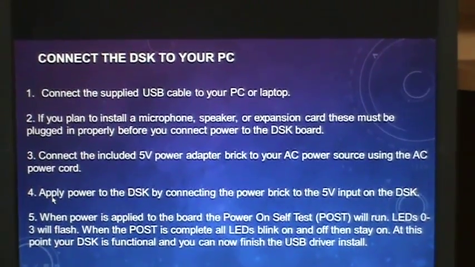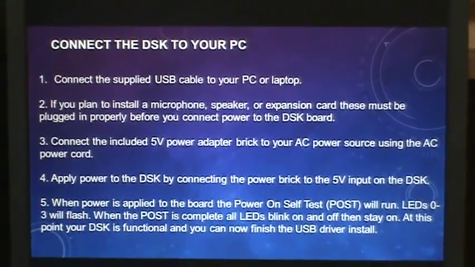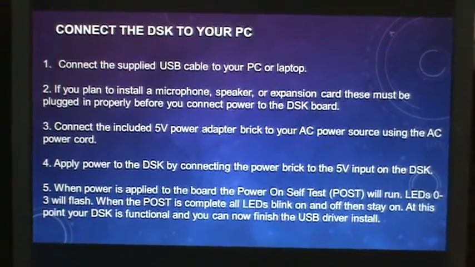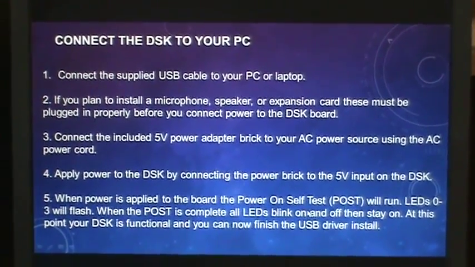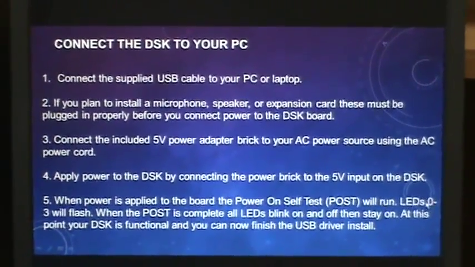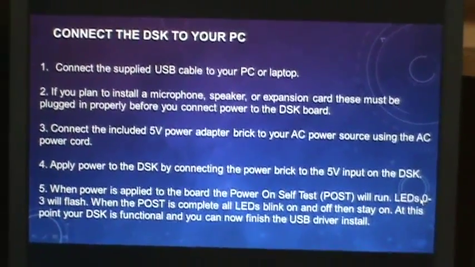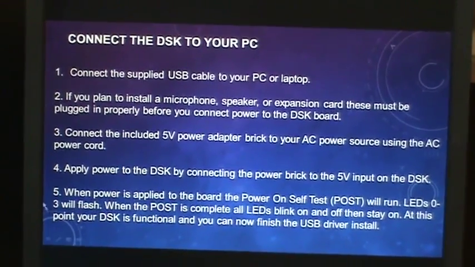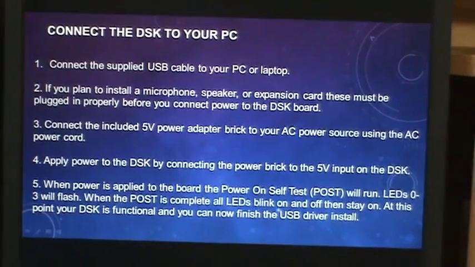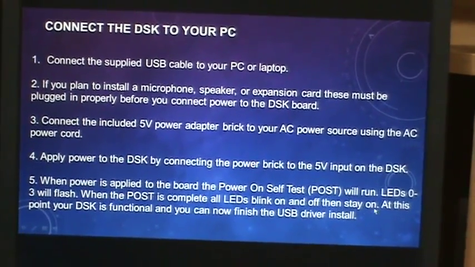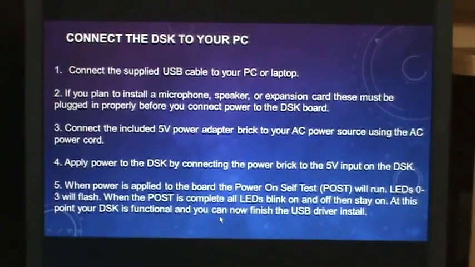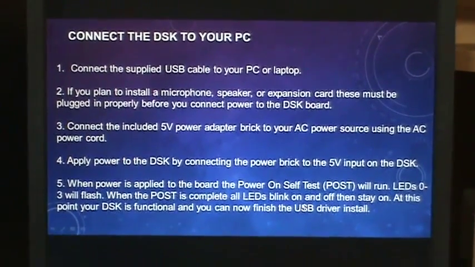Apply power to the DSK by connecting the power brick to the 5 volt input on the DSK. When power is applied to the board, the power on self-test, or POST, will run. We have 4 LEDs, so LEDs 0 to 3 will flash. When the POST is complete, all LEDs blink on and off, then stay on. At this point, your DSK is functional and you can now finish the USB driver install.